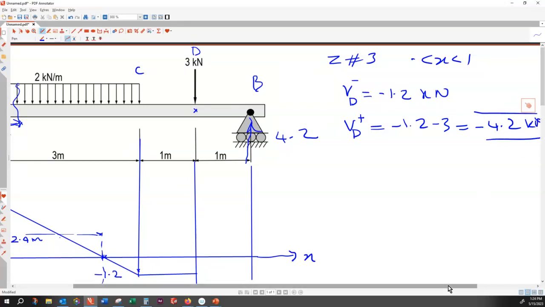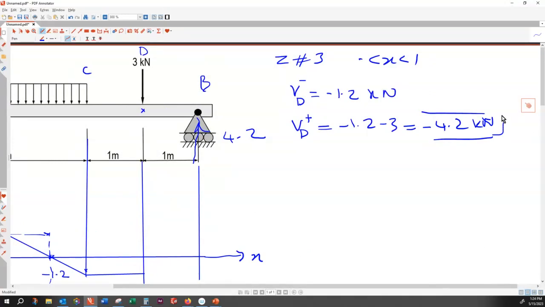So how are you following? Is that understandable, or do you want me to explain? Can you see why there was a jump in this one? So which value should be used for plotting? Should I use the positive value or negative value? Porty, should I use the positive one or negative one? If I want to plot the shear force, do I take the left hand side or right hand side? Darcy, which value should I use?